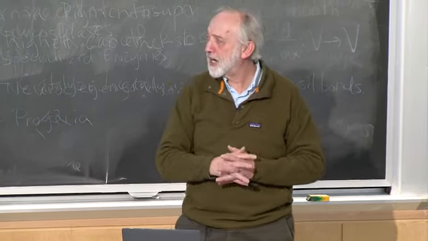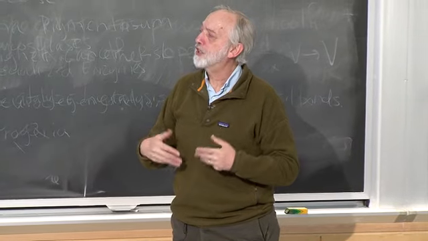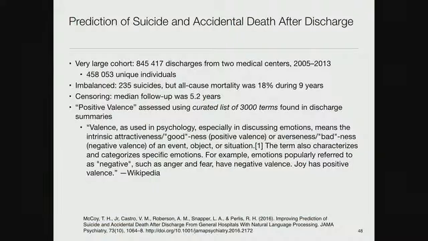The same group of psychiatrists that we worked with also did a study with a much larger cohort, but much less rich data. So they got all of the discharges from 2 medical centers over a period of 12 years. So they had 845,000 discharges from 458,000 unique individuals, and they were looking for suicide or other causes of death in these patients to see if they could predict whether somebody is likely to try to harm themselves or whether they're likely to die accidentally, which sometimes can't be distinguished from suicide.